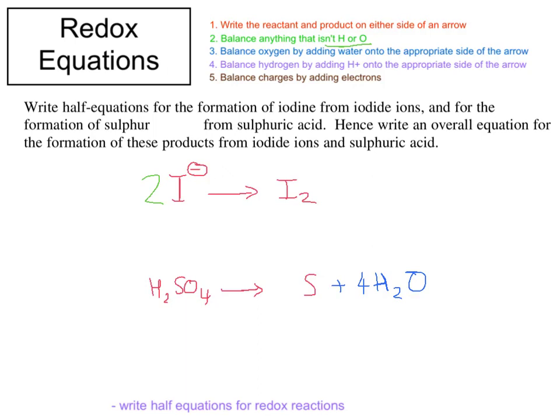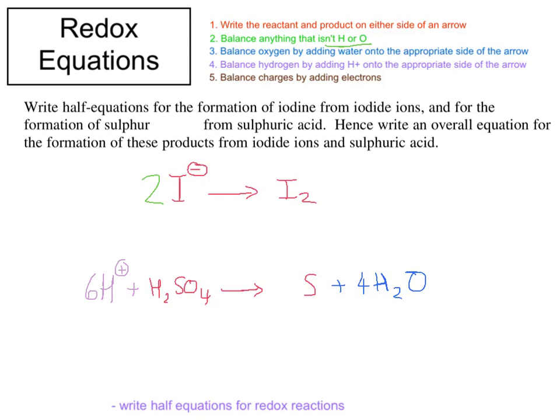That's the oxygens balanced. So our fourth step is to balance the hydrogens by adding H plus onto the appropriate side of the arrow. In the first equation we've got no hydrogens, so we can leave that one. But in the second one we've got hydrogens. We've got 2 hydrogens on the left-hand side, and 8 on the right-hand side due to the added water. So we need 6 more on the left-hand side. So we'll add 6 H plus onto the left-hand side of the arrow. And that's the hydrogens balanced.